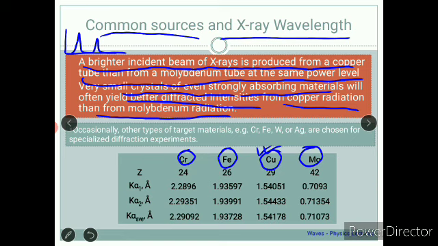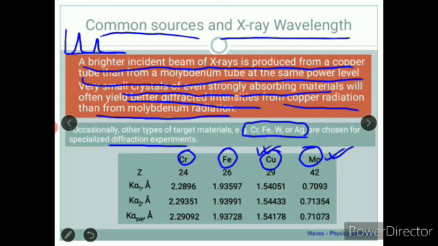Occasionally other types of target materials are also used, for example chromium, iron, tungsten or silver, but they are only chosen for specialized diffraction experiments. So a question which might arise is, is copper the only source? The answer is definitely no. Apart from copper we can use other sources also. In fact, after copper, molybdenum is also one of the popular sources.